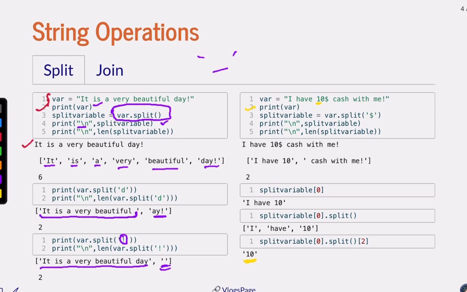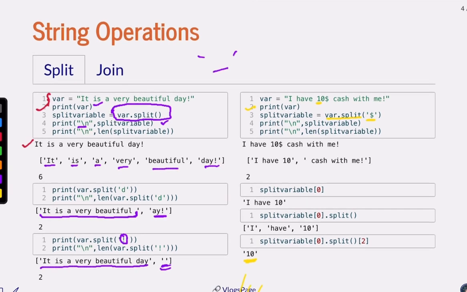In the next statement, we have used var.split, which is a command for splitting this variable, where var is the original string variable and .split is the string operation we are using, with the dollar symbol as the separator. By using this operation, we are storing the output into a split variable, which we print, and it is printed as 2 different strings: "I have " and "10 cash with me!" with an exclamation.